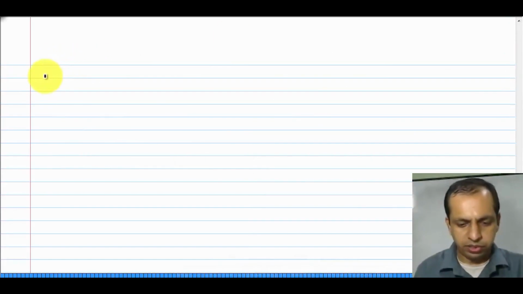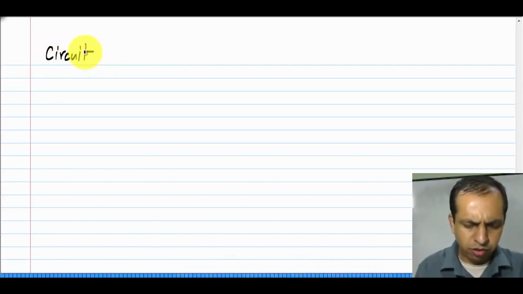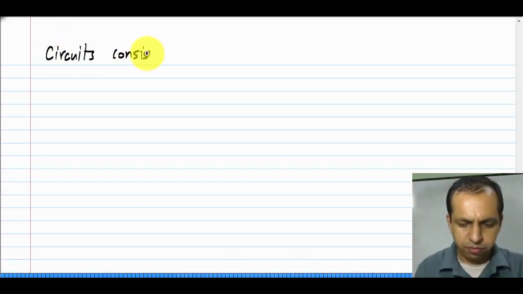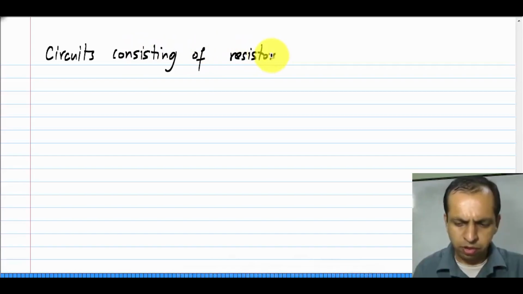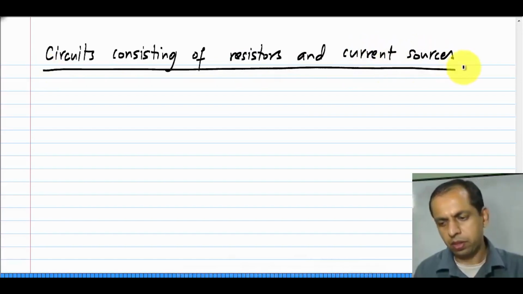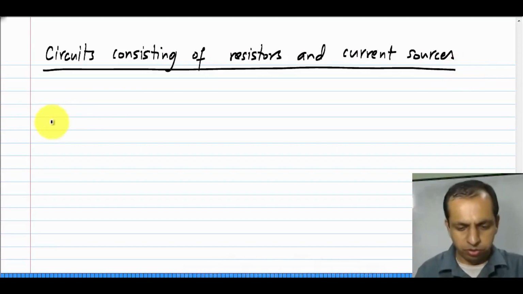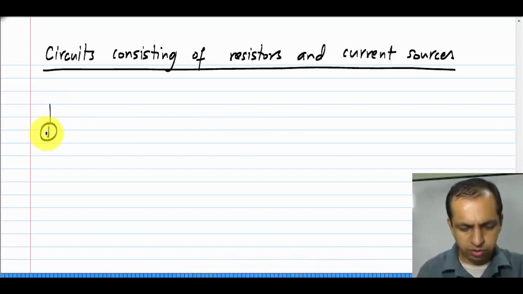So, let me take some example, and initially I will consider circuits consisting of resistors and independent current sources. It will later become clear why we start with this. This turns out to be the easiest case for nodal analysis. So, let me put down some circuit as an example to work with.